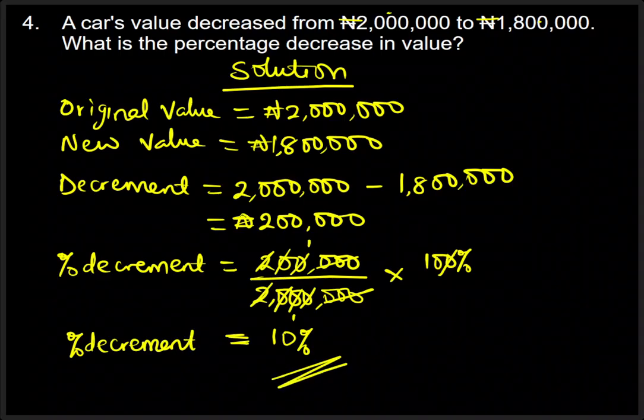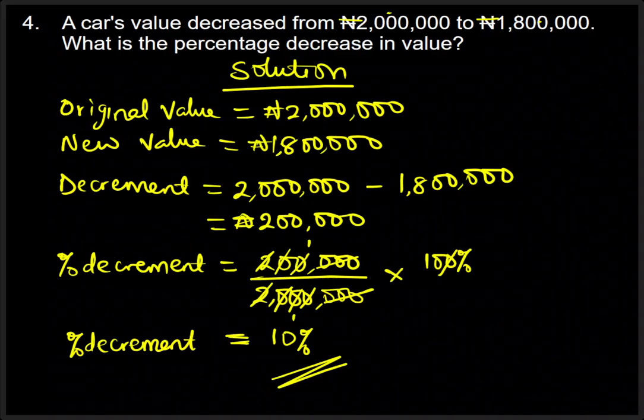So this is what we have. I really love this particular question. So we've been given the original value, and we've been given the new value. So what we are to find in this case is the percentage decrease. And how do you find the percentage decrease? You need to find the decrease first.